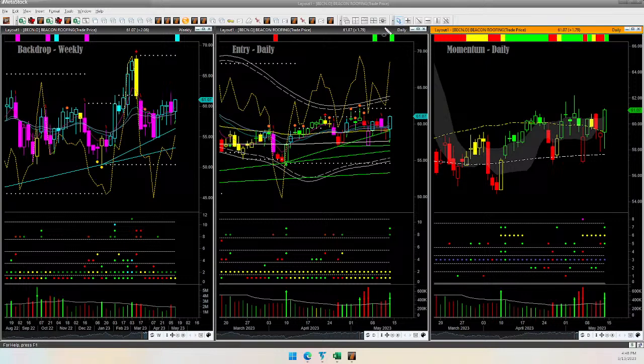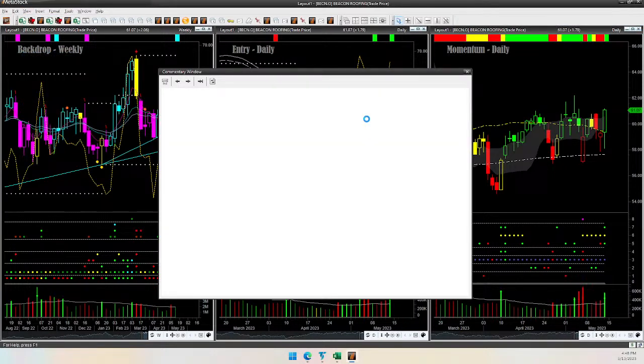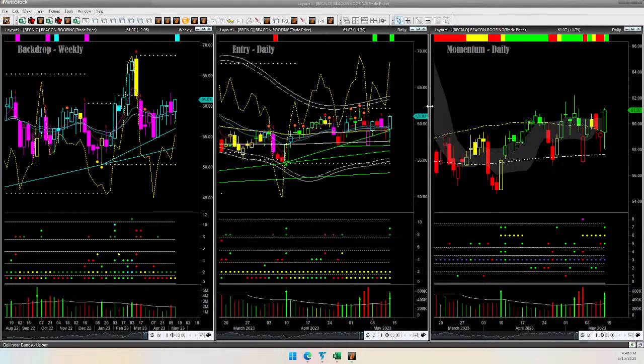I can actually read it from the ribbon. It has a flow trend following long setup. And if you wanted to see the commentary, a very useful feature of Q Global, now you can see that it not only has a flow setup, that is trend following setup, also a pullback setup, also a trend following, but a different kind of buy setup. So if I close it, yes, it came to the white direction line and went above that. So sorry, not white, yellow direction line went above that while being in an uptrend.